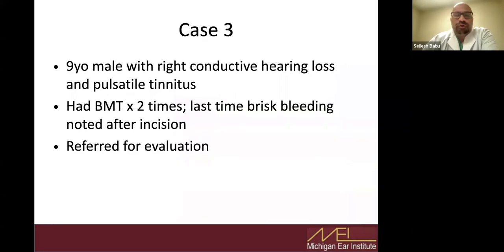I had a 9-year-old who had a right conductive hearing loss and pulsatile tinnitus. Actually, the reason why I got called is the otolaryngologist was putting in tubes for the second time. And when they put a tube in the second time, there was a fair amount of brisk bleeding occurring just from the incision. And so he called me from the operating room and said, I'm not sure where this is bleeding from. I think there's a glomus. Can I send him over once I get this under control? And I said, sure. It's weird that a 9-year-old would have a glomus tumor, but I'm happy to see what I can help and see.